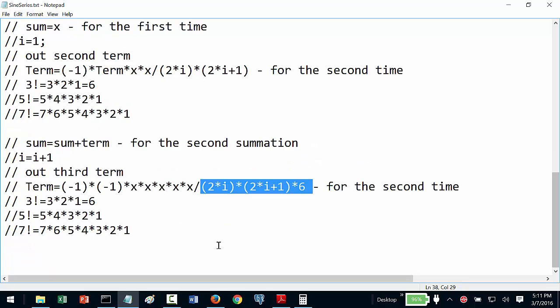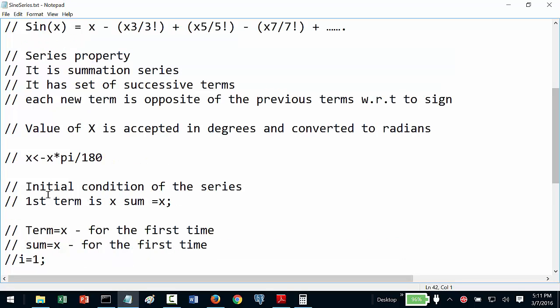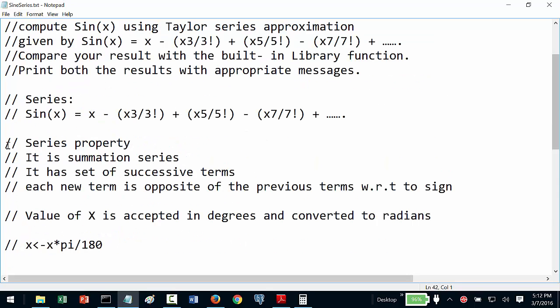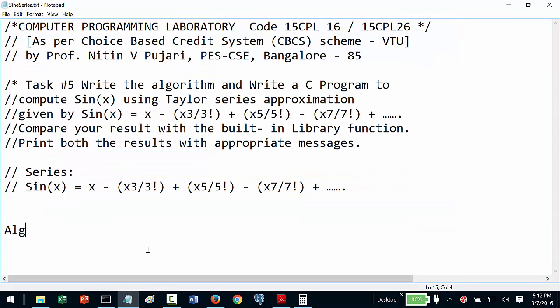So if you trace this program, you should be able to figure it out. Hope you have understood. If you have not, go back, rewind. That's the beauty of videos, and again slowly learn, right? So let us go straight to the algorithm. What do we do in the algorithm?